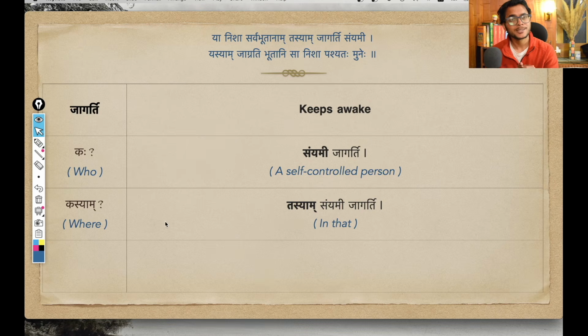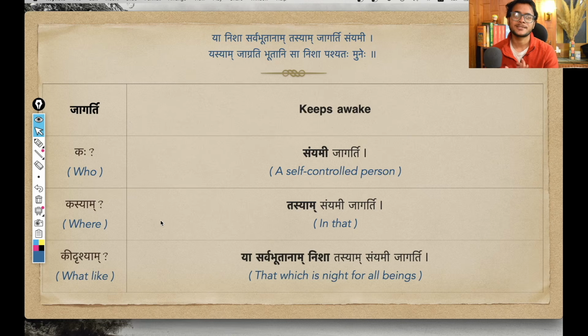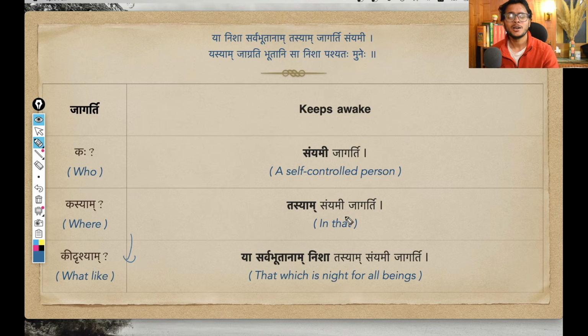But what is that? What is Krishna referring to? That is the next question. So Kidrisham, by this I'm basically asking, how is that described here? And Krishna says, Ya sarva bhutanam nisha. Ya, that which is nisha, that which is ratri, that which is night, sarva bhutanam, for all the beings. So Krishna is saying, Ya sarva bhutanam nisha, that which is night for all beings. Tasyam sanyami jagarti. In that, a yogi, a self-controlled person, keeps awake.